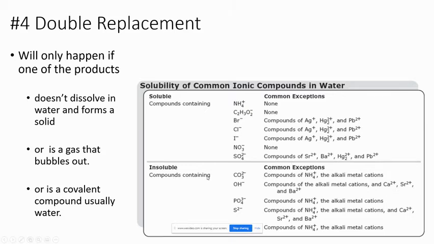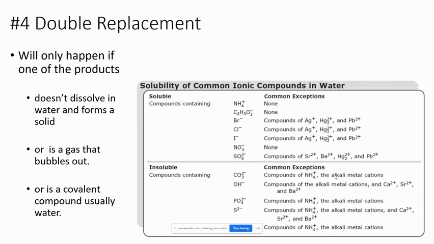These things are always insoluble, like carbonate, always insoluble unless it's with ammonia or ammonium ion, I should say, or alkali metals. So we're going to have to look back at our periodic table and remember what the alkali metals are, like lithium and sodium and potassium. Those are our alkali metals. All right, column 1. Hydroxide is not soluble unless it's with an alkali metal or with calcium, strontium, or barium.